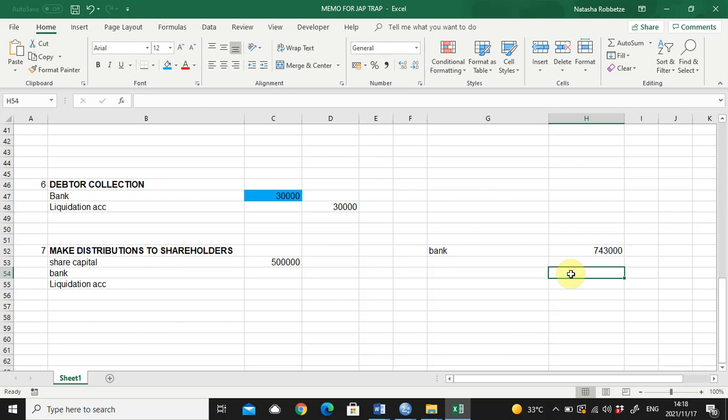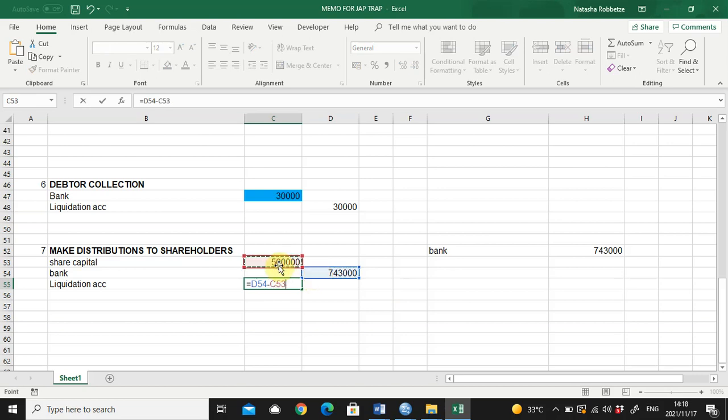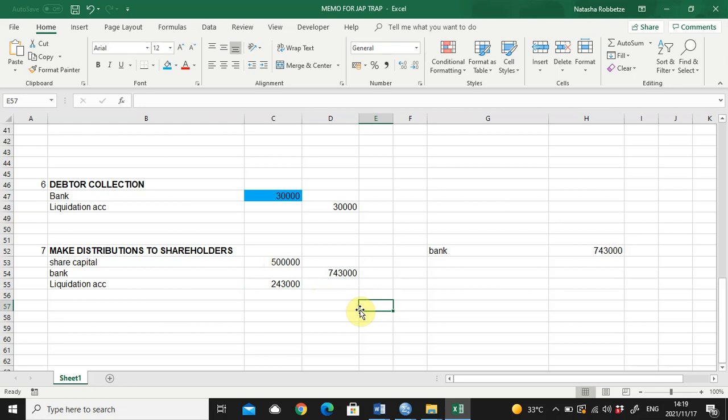So this means that in terms of the bank, it was a debit entry, and if I want the bank account to be closed off, I need to make a credit entry, 743,000 credit to make it go away. I'm going to shade the liquidation account total here and calculate the balancing figure, and that is 234,000.